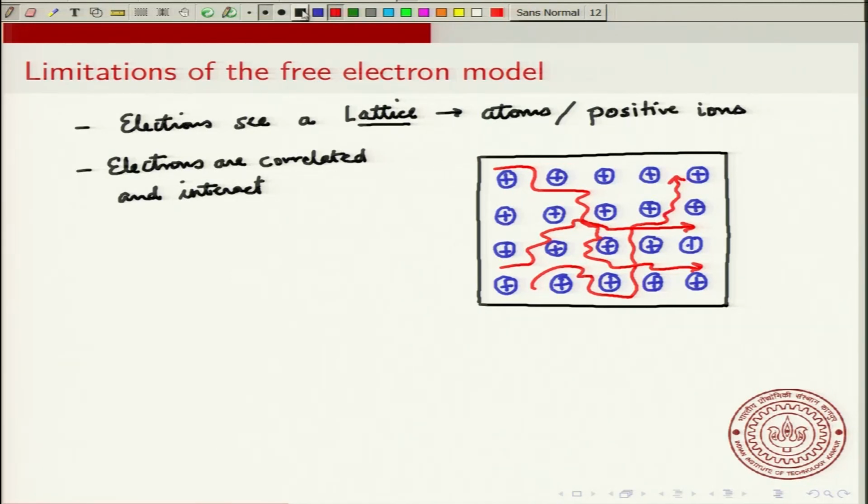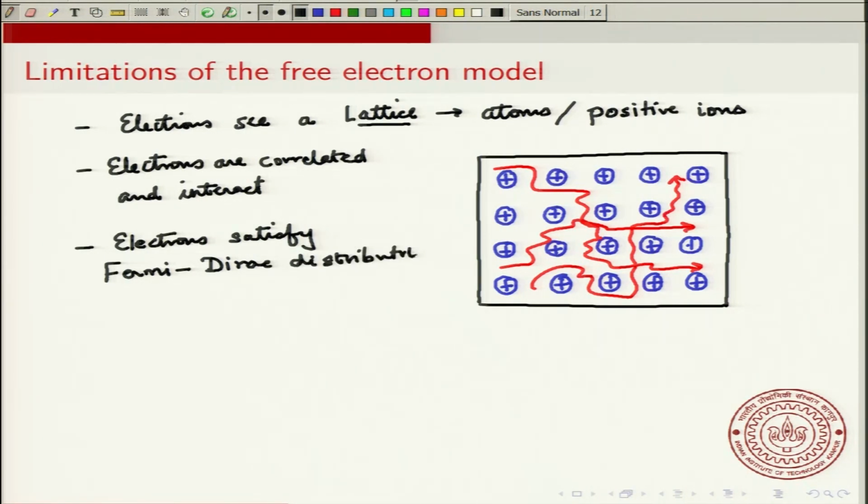Now, also you should keep in mind that electrons satisfy something called a Fermi-Dirac statistical distribution at temperature T. What that means is that the distribution of electrons in different levels follows this Fermi-Dirac distribution, and we will see this in more detail.